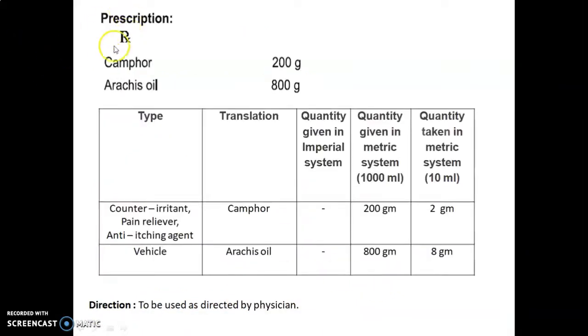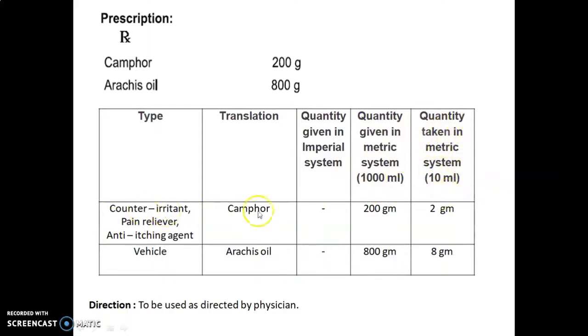Prescription is denoted by the symbol Rx: camphor 200 gram and arachis oil 800 gram. This is the formula table. Type, that is the category, user, role of ingredient. Translation means the name of ingredient. The quantities are directly given in the metric system, as there is no Latin terminology, so there is no quantity in the imperial system. Quantity given in the metric system is for preparing 1000 ml and quantity taken in the metric system is to prepare up to 10 ml.